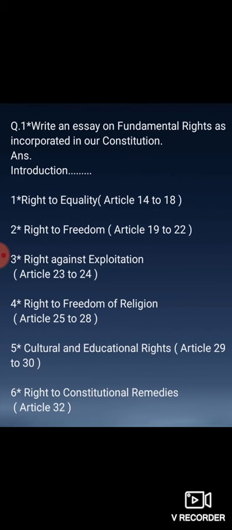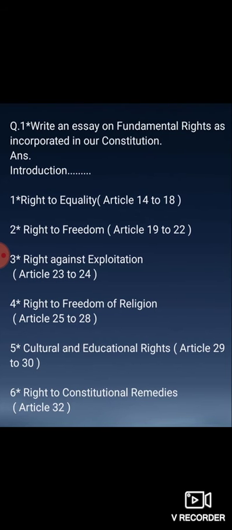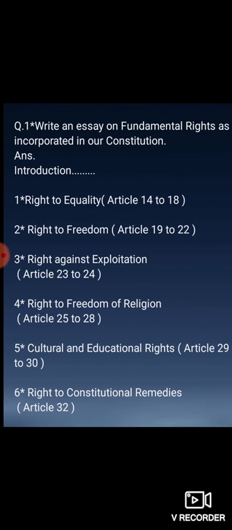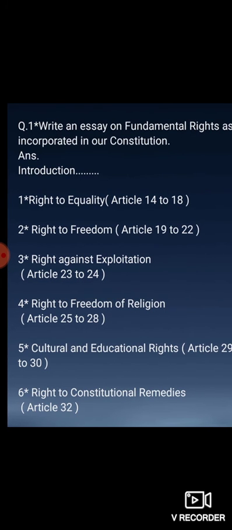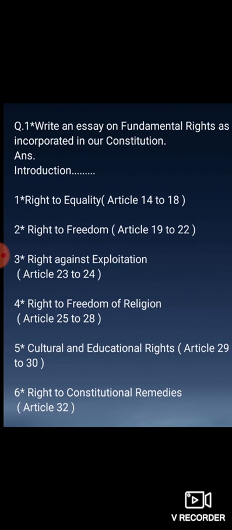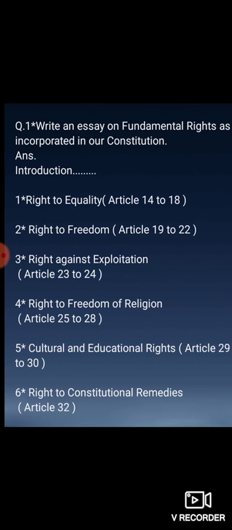Under Article 226, the High Courts have also been empowered to issue orders, directions, and writs for the enforcement of fundamental rights. The judiciary can set aside laws and executive orders if they are violating the fundamental rights. So dear students, today we have discussed six different categories of the fundamental rights. So I request you to listen to all these categories to understand this question.